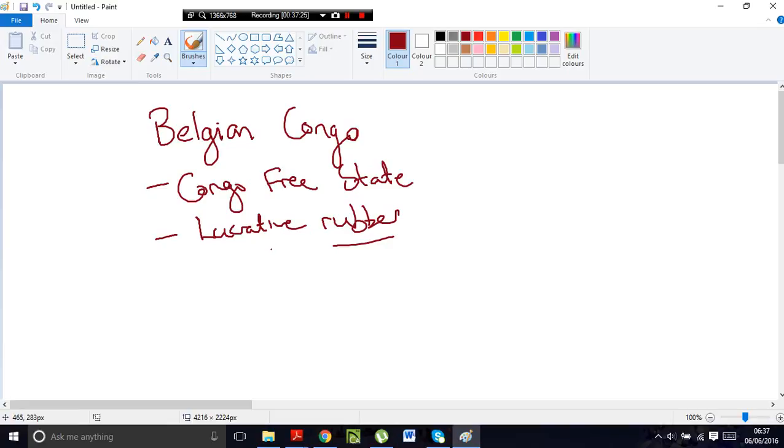So working conditions were brutal, taxes were high. Something like 4 to 8 million Africans died. Once the abuses became public, humanitarian pressure induced the Belgian government to take over in 1908. The Belgian government took over and administered the colony themselves.